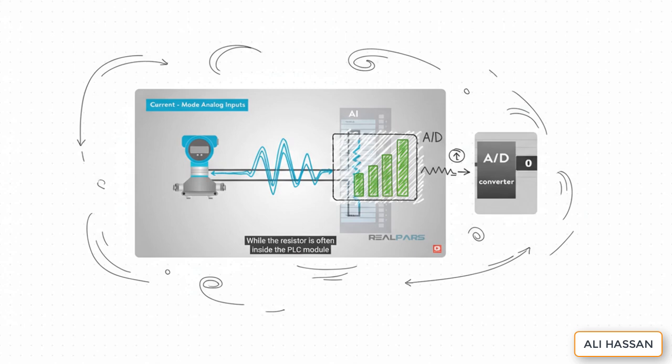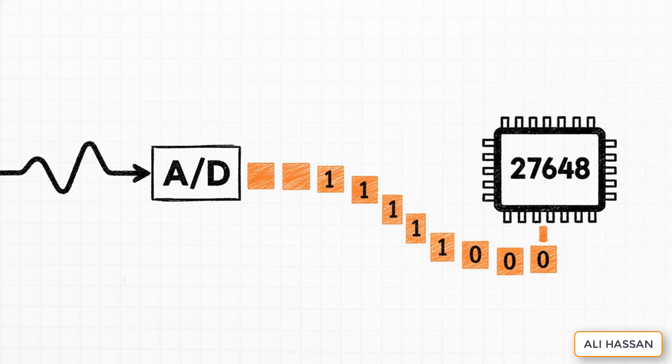It takes that smooth, continuous wave of electricity and basically chops it up into a very specific number. And this right here is a huge deal. Our signal is no longer a physical property. It's not even an electrical current anymore. It has officially been digitized. It's now just a number, a piece of data sitting in the PLC's memory, ready to be processed.